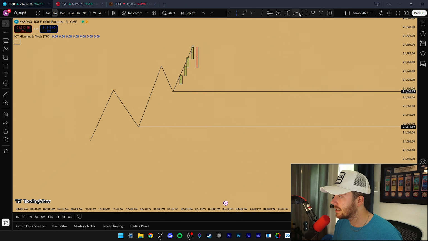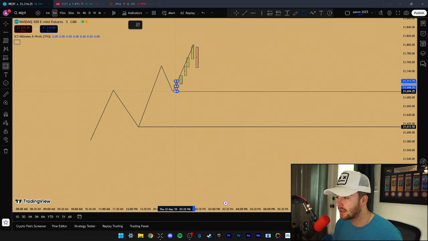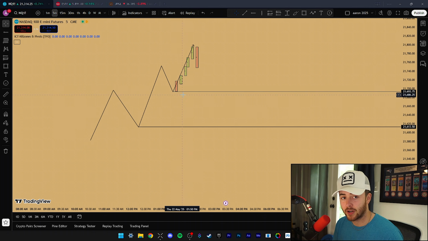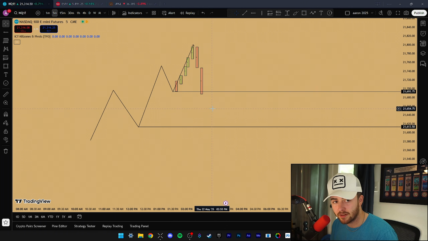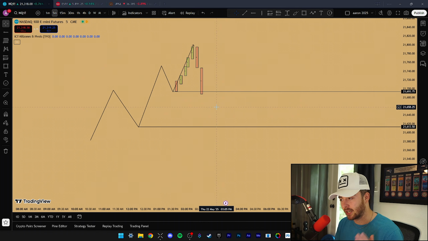No, because our previous low is right here. Okay? So for us to have a break of structure, we would have to close beneath this previous low. All right, this is a break of structure. This would be a break to the downside.